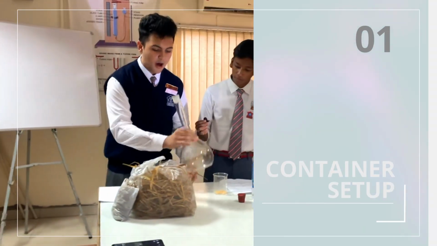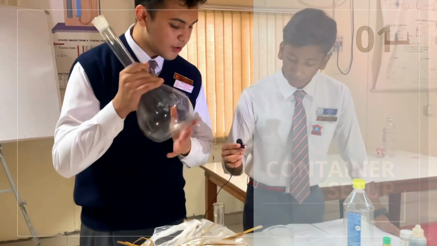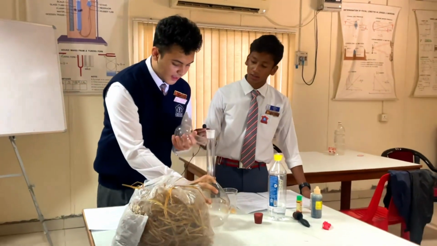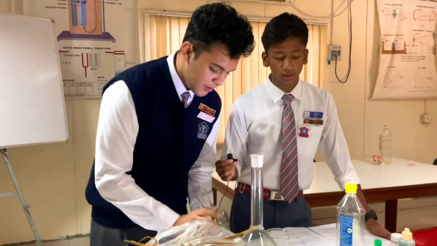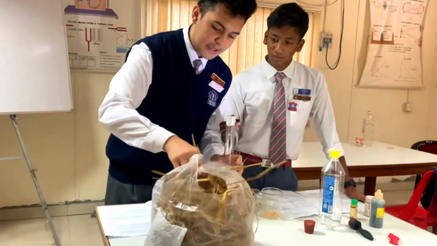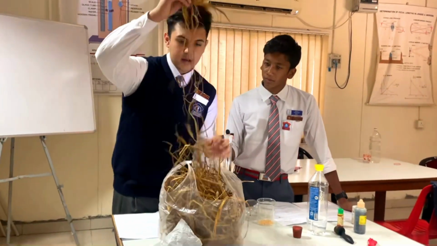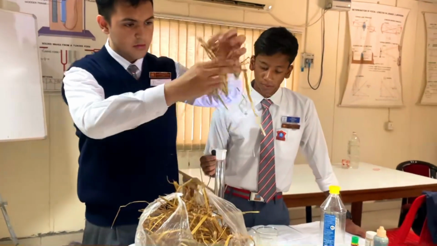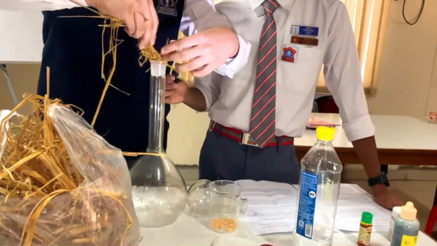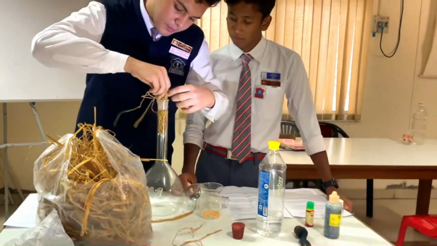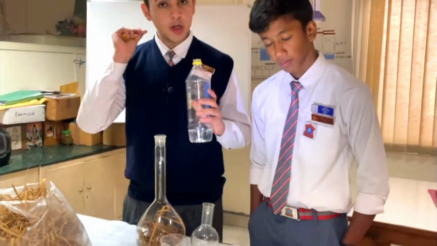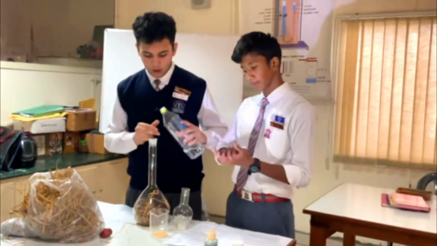Now, as you can see, our first step is container setup. So we have two containers. First is our 2-liter volumetric flask, and the second one is our round bottom flask. So we'll make use of both of these. We'll take our volumetric flask and add our rice stubble to it. So for the successful conduction of this project, we'll add water, but not excess water and not too little water.